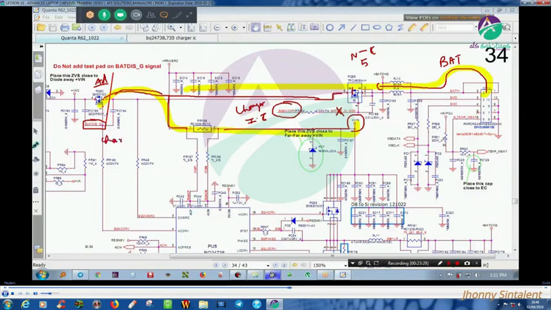That means in this scenario, the charger IC plays a major role, correct? So the charger IC is deciding whether it has to cut off the adapter MOSFET or it has to cut off the discharging MOSFET. The MOSFET connected to the battery positive point is called the discharging MOSFET.